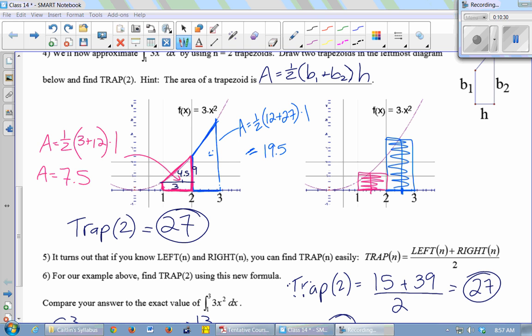Plug 1.5 into 3x squared. What do you get? 6.75, and the base is 1. So the area of this pink thing is 6.75. And then my blue rectangle, the midpoint of that rectangle is at 2.5. So plug 2.5 into 3x squared. What do you get? 18.75. So we add them to get mid 2. Two rectangles using midpoints as heights. Add those together and you get 6 and 18 is 24 plus 1.5 is 25.5.